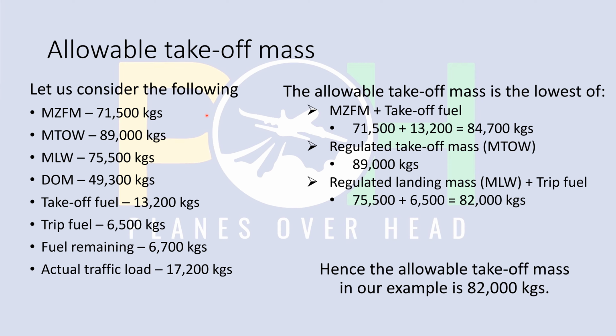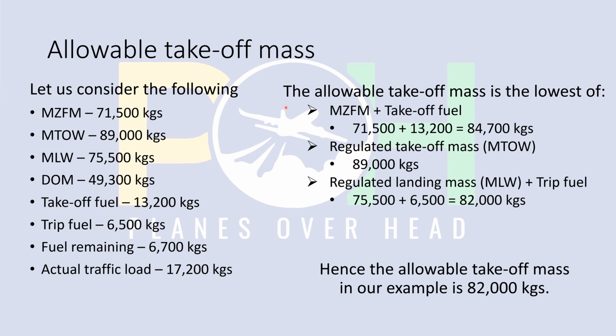Maximum zero fuel weight given for an aircraft is 71.5. Maximum takeoff weight is 89 tons. Max landing weight is 75.5. Dry operating mass is 49,300. Takeoff fuel, total fuel on board, is 13.2. Trip fuel from A to B is 6,500. And fuel remaining at destination, basically your alternate and contingency, all of that is 6,700. And actual traffic load is 17,200 kilos. Traffic load is your cargo and your passengers.